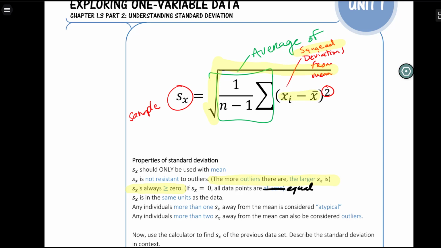Okay? Any individuals more than one standard deviation away from the mean are going to be considered atypical, or maybe just a little weird. If anybody is more than 2 standard deviations away, they're going to be considered outliers, or they'd be super weird, right? And again, this is going to come into play a little bit later on when we start looking at these things called normal distributions. That's coming. So now use the calculator to find S sub x. I will leave that to you. Use your one variable stats calculator.